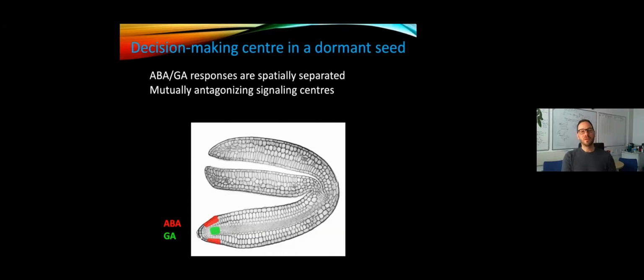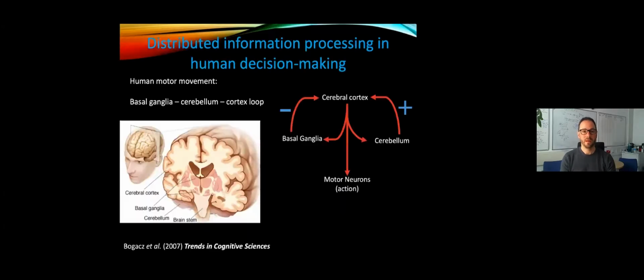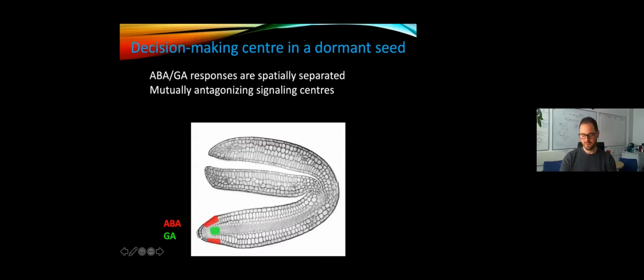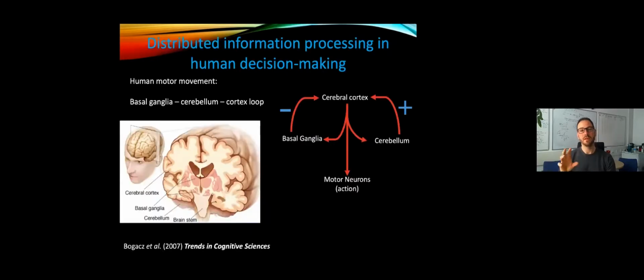Cool. So then we started looking around and saying, okay, if you have a signaling system, a decision-making system, where you have certain cells promoting a decision and other cells inhibiting a decision, are there other examples of that in nature? And it turns out that there is, and the place where that exists is actually within the human brain. So the human brain is also distributed in its architecture. We have different regions of the brain involved in different processes.